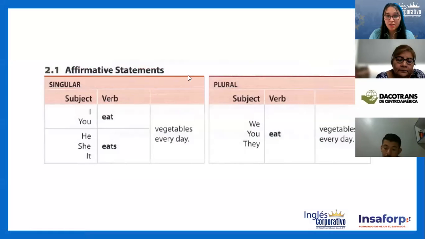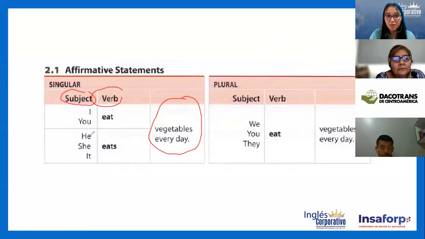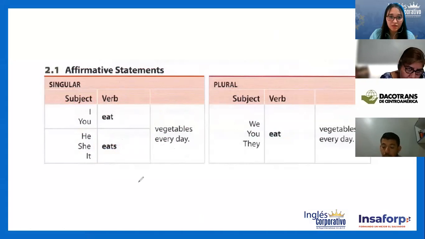the ES, right? Recordemos que estamos repasando the simple present. And the structure of the simple present is el sujeto, verb, and el complement, right? So remember que siempre que tengamos he, she, it, siempre vamos a agregar S to the verb. Okay, so en el caso que sea we, you, they, no le agregamos nada. Okay, so hasta ahí estamos bastante bien with the topic.